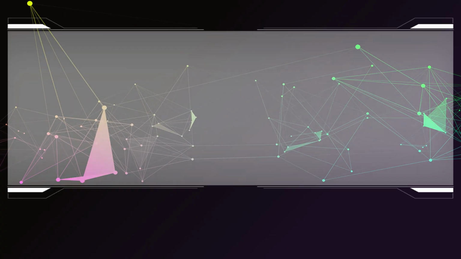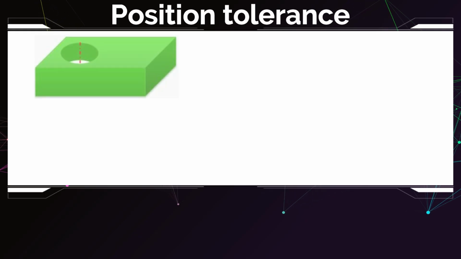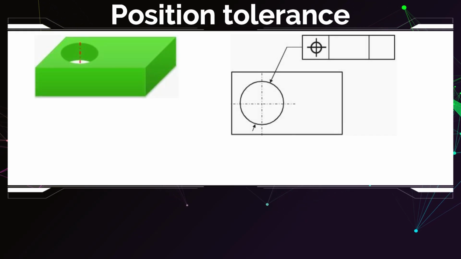The position tolerance is used to control the location of a feature, let's say a hole. And the way I do this is by pointing at the feature I want to control. So in this case, I want to control the center line of the hole. I point at the dimension line and I say the position tolerance is 0.1 with respect to some datum.